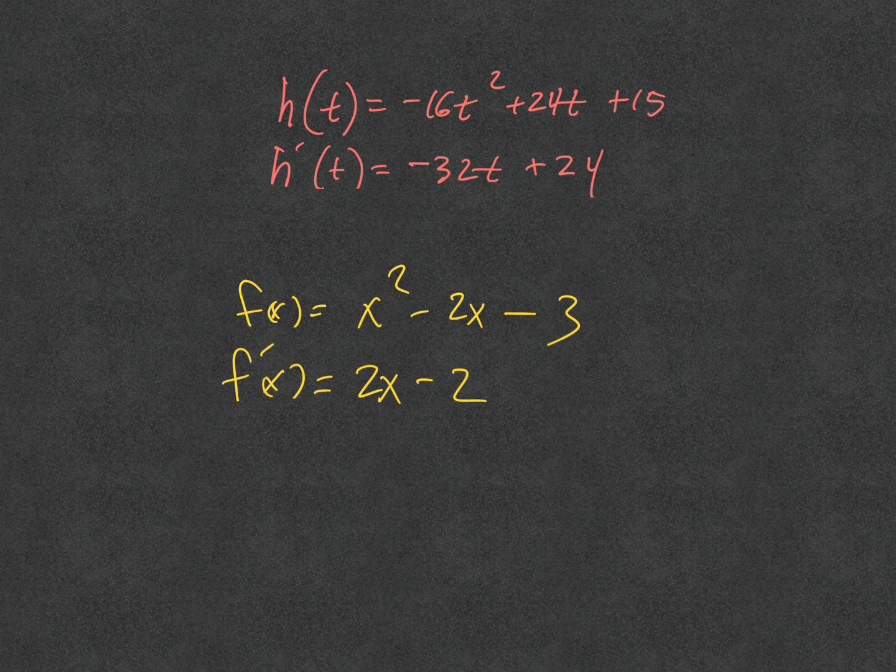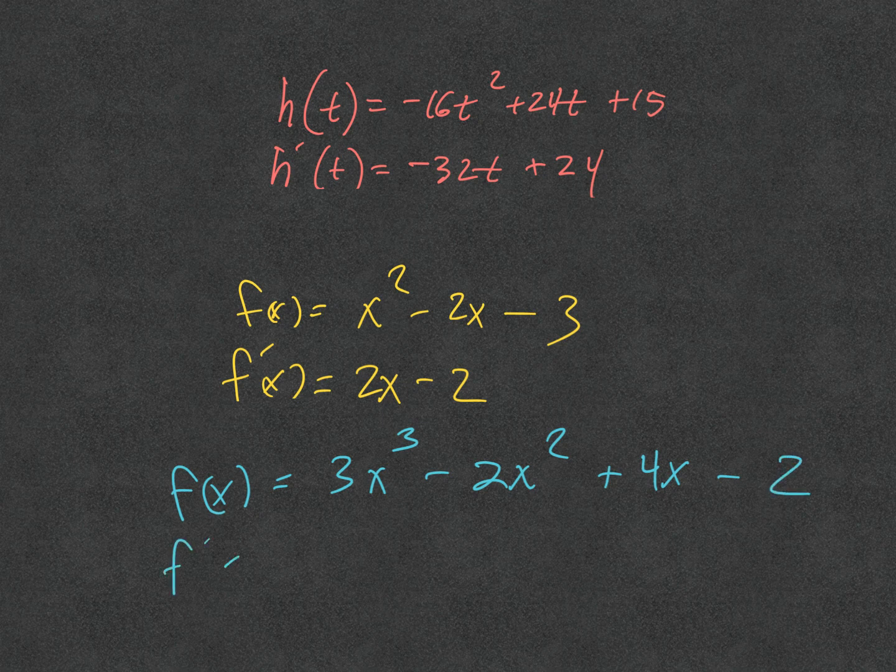So if you think you have an idea, I'm just going to throw out a random equation up here. Call it f of x equals 3x to the third minus 2x squared plus 4x minus 2. The first derivative of that equation would be 9x squared minus 4x plus 4. Do you see what's happening?